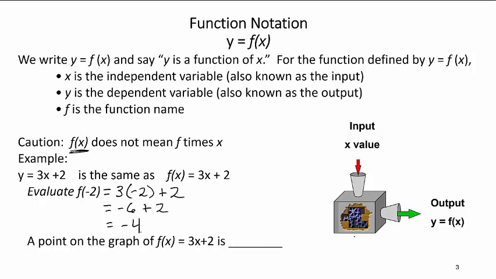Now, that statement corresponds to a point on the graph of f of x equals 3x plus 2 because we're saying, well, the input value or the x value is negative 2 and the output value or the y value is negative 4. So I know that the point (negative 2, negative 4) is on the graph of f.